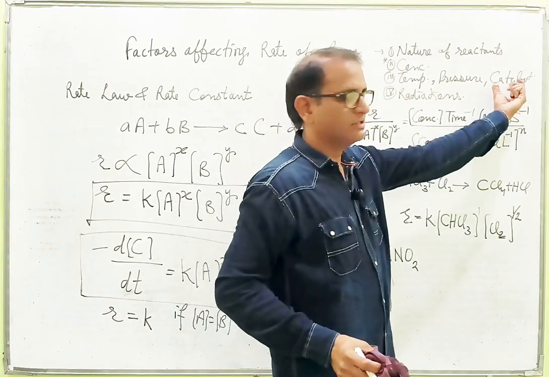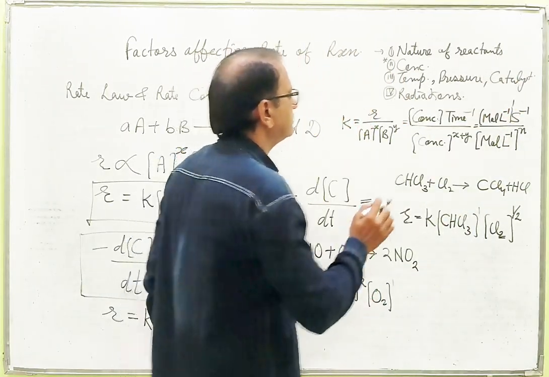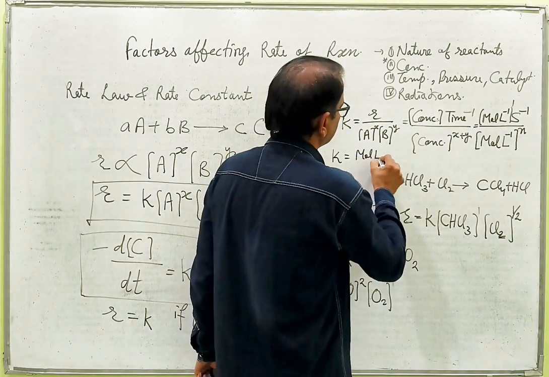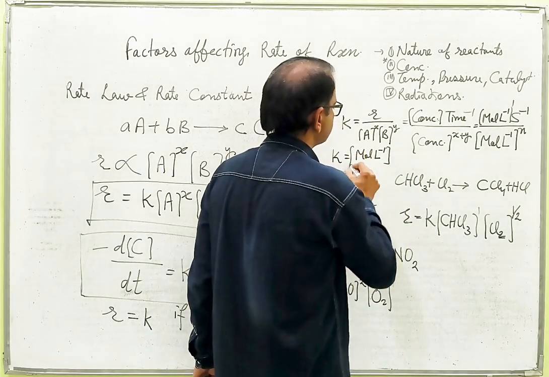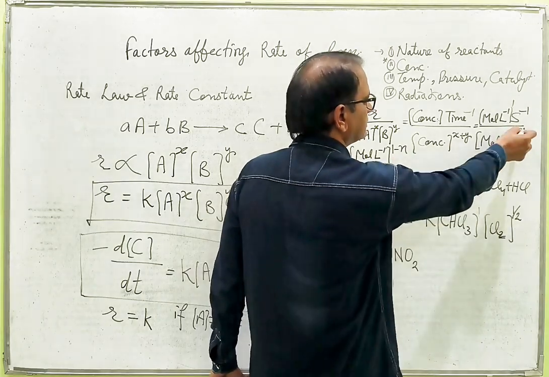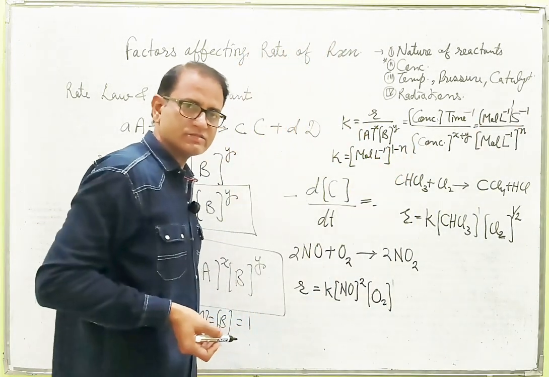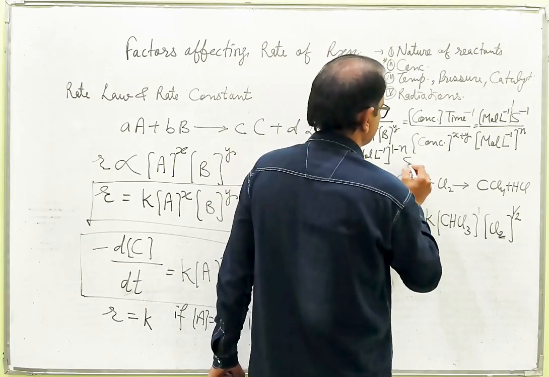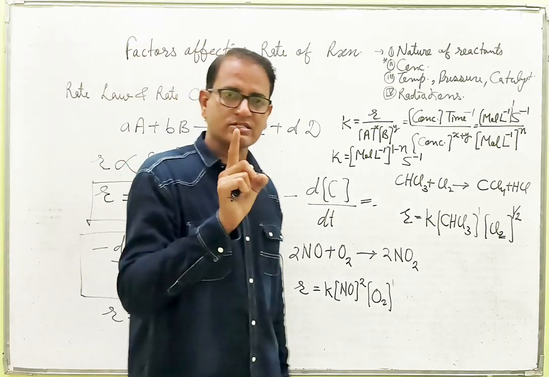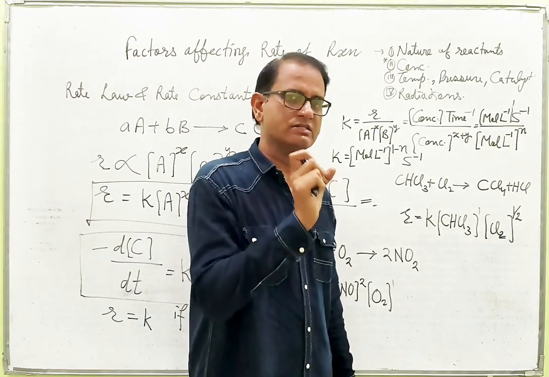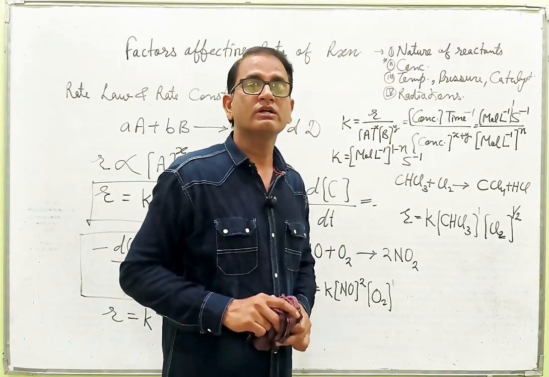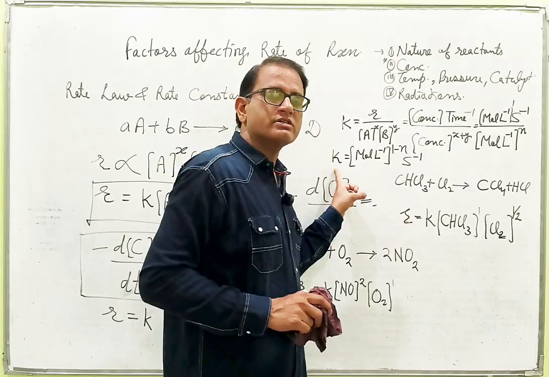If we take it as a numerator, then k is equal to mole liter inverse raised to power 1 minus n, because this n will go up, so it becomes the minus value, and second inverse, where n is the order of reaction. So by using this relation, if the order is given, we can determine the unit of rate constant k.